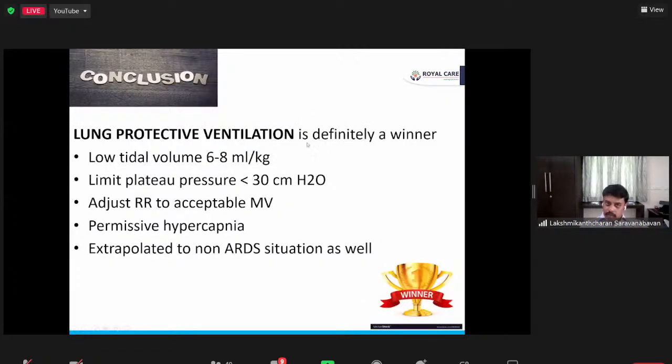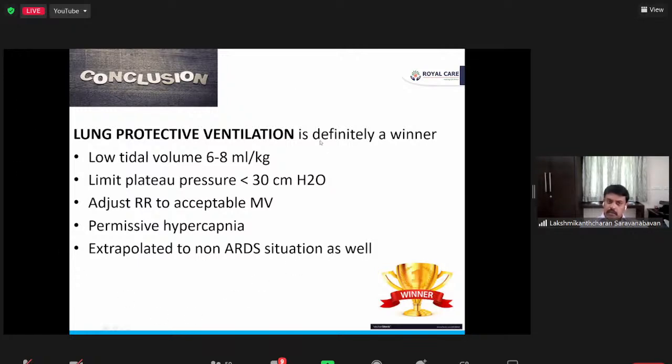So definitely at the end of this part, we can clearly prove that lung protective ventilation is a winner. Low tidal volume of 6 to 8 ml per kg is what we advocate, and limit the plateau pressure to less than 30 centimeters of water. Adjust the respiratory rate to have acceptable minute ventilation. Have a mild permissible hypercapnia. Don't try to keep the carbon dioxide level in a normal range of 30 to 40. Try to accept a permissible hypercapnia of almost up to 60 if your pH is more than 7.20.